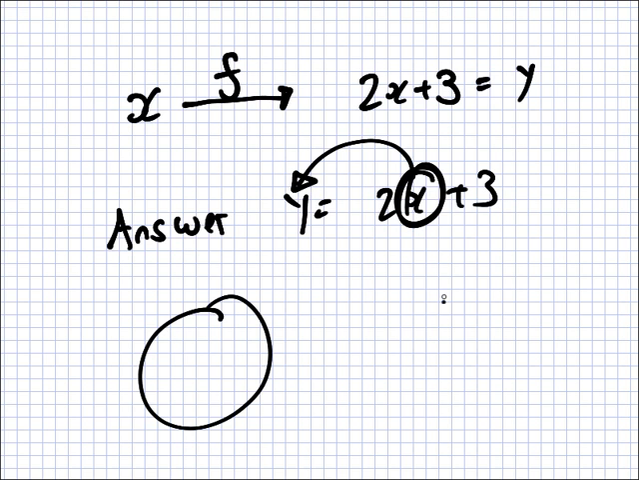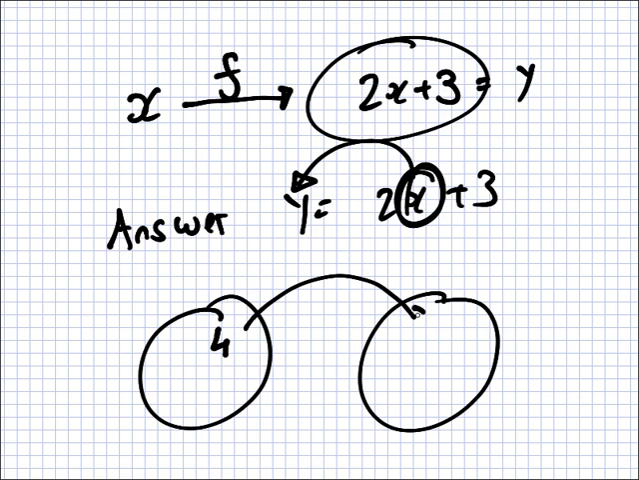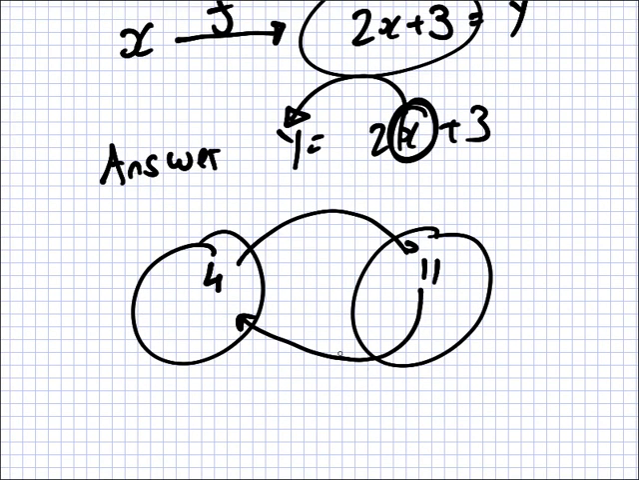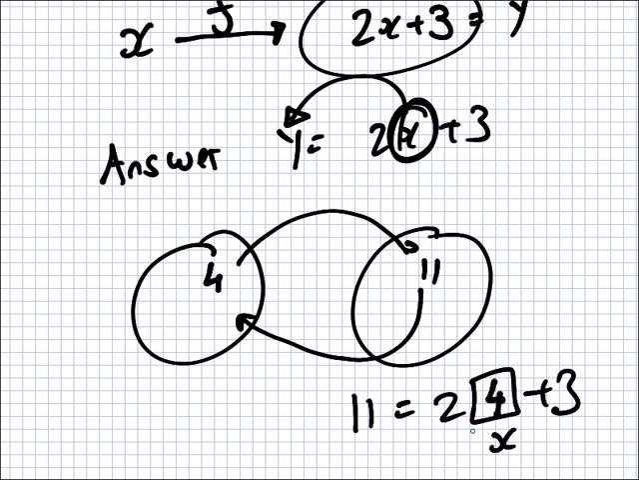Look, here is 4. Now, I use this function. Where do I go? I go to 11. I want to go back. So you need to say 11 was 2 times what plus 3? It must have been 4. So if you can solve for x, you can go back.